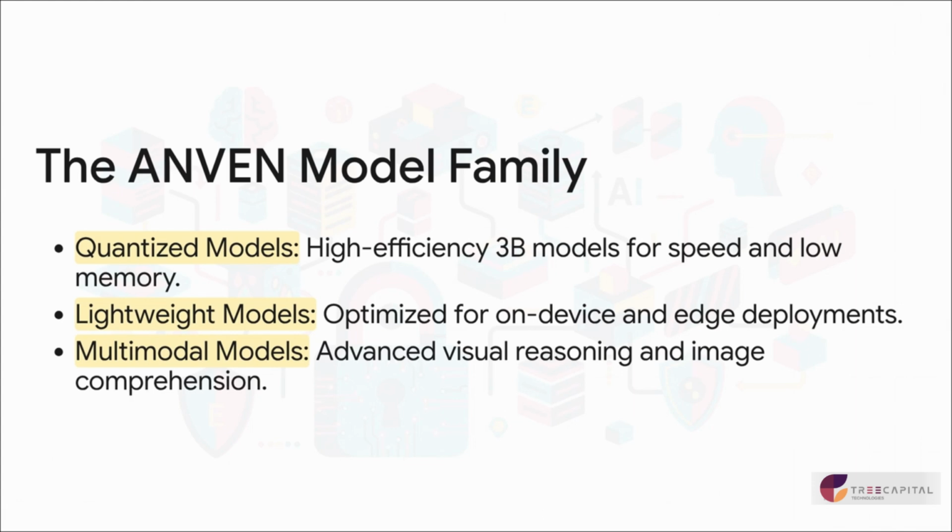You've got these super efficient quantized models. They're like the sprinters of the group, incredibly fast and light on memory. Then you have lightweight models, perfect for running on a phone or other edge devices. And with Anven 1.1, you get multimodal models, which basically means they can see and understand images, not just text.